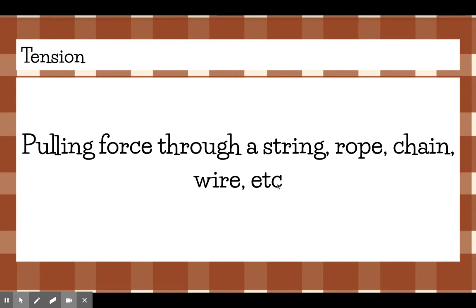The next word is tension. This is a pulling force through a string, a rope, a chain, or a wire. So if you've ever had a rubber band and you've pulled it between your fingers, that is tension. If you were to have a rope between you and a sibling, or if you were trying to pull down a tree with a rope, that is tension on the rope. Make sure you put that in the tension box.